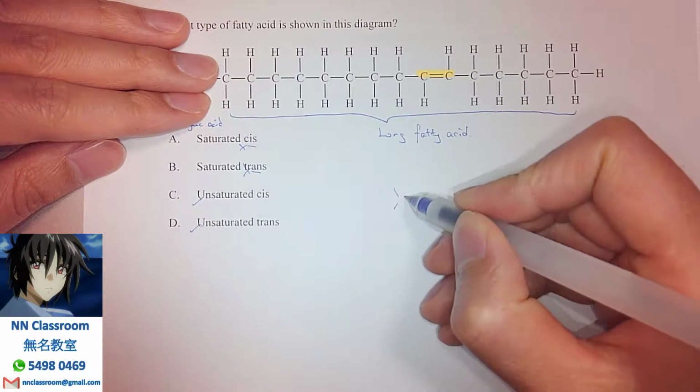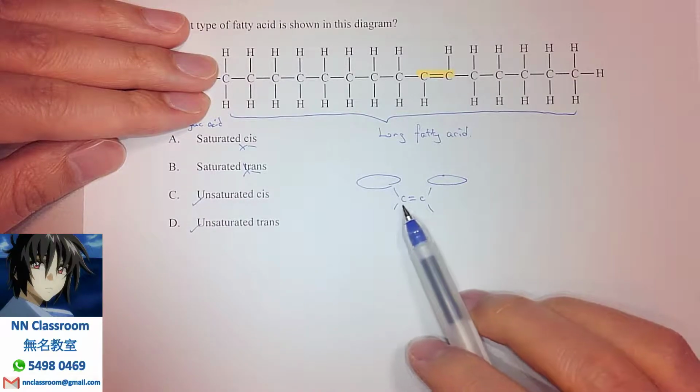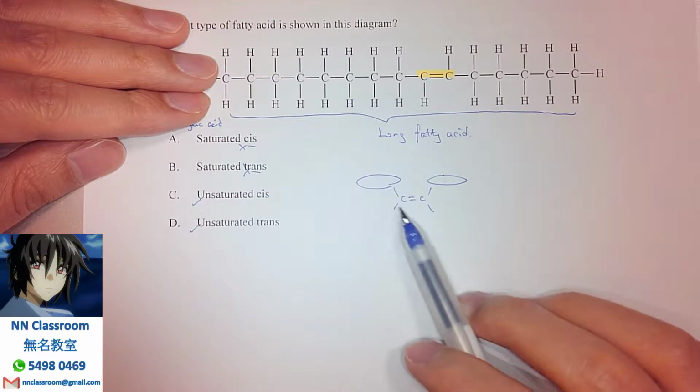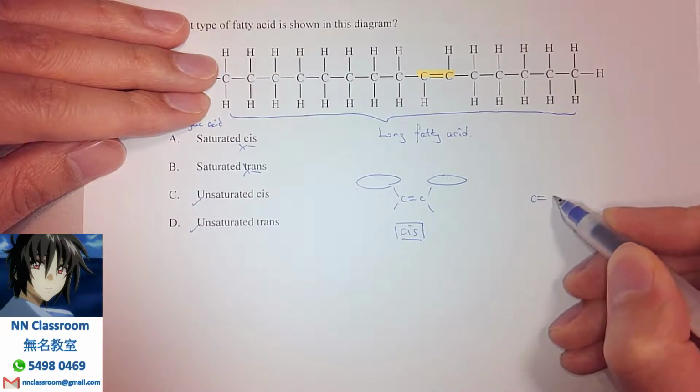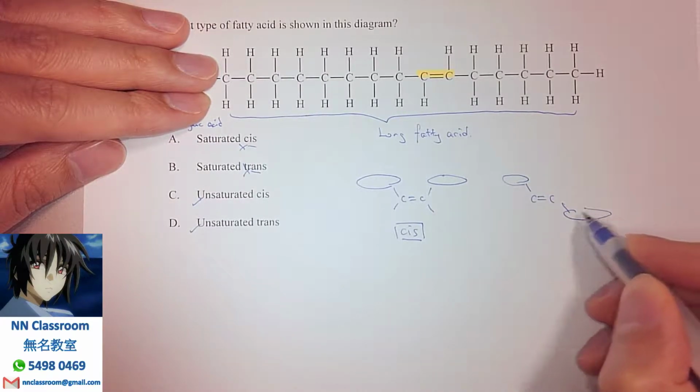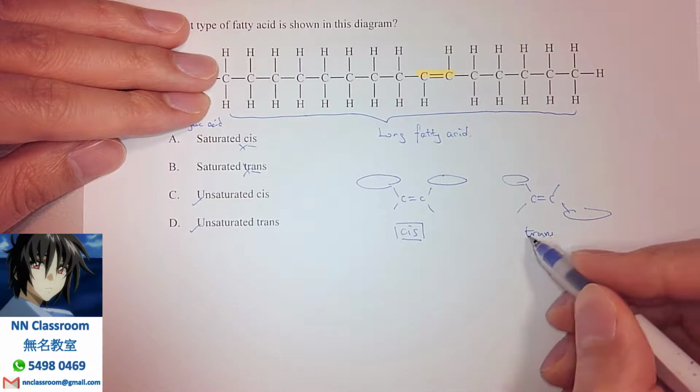Remember, cis is concerned with where the two bulky areas within the C=C double bond are on the same side. So this is what we call cis. And trans, obviously, means on the alternate side, or different sides.